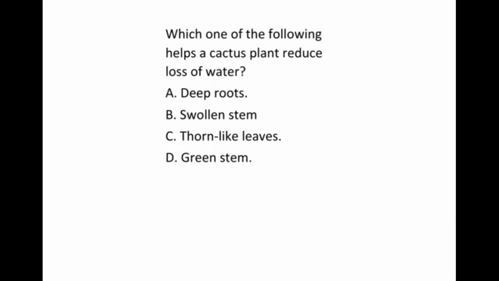Which one of the following helps a cactus plant reduce loss of water? The cactus plant is an example of a xerophyte. Xerophytes are plants that grow in dry areas. These plants usually have a problem of little water. So they usually come up with mechanisms or adaptations that will make them survive in those dry areas.